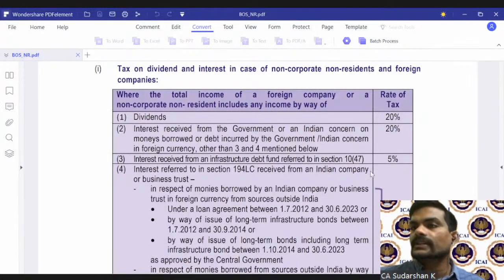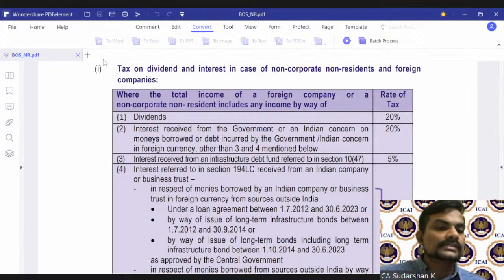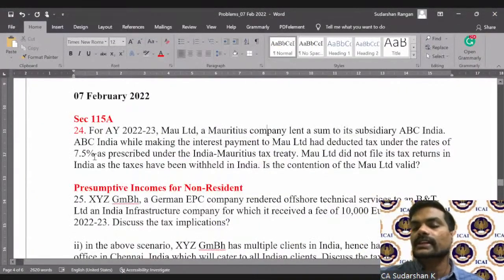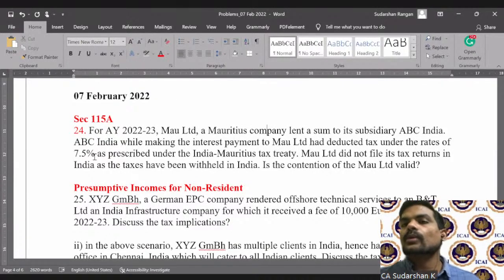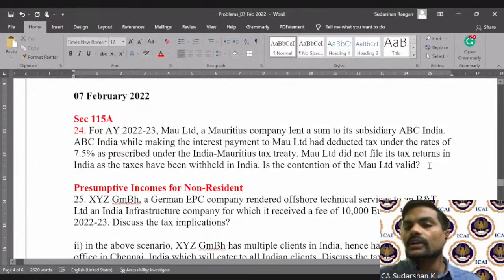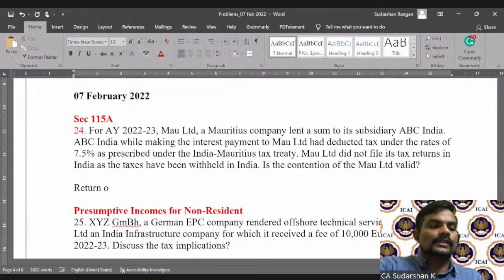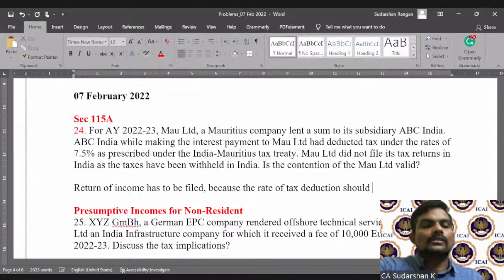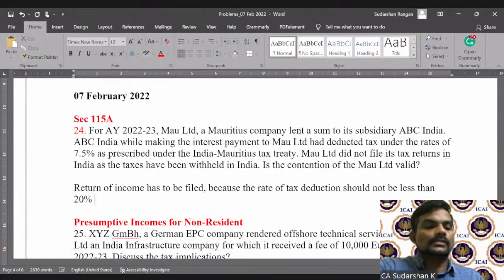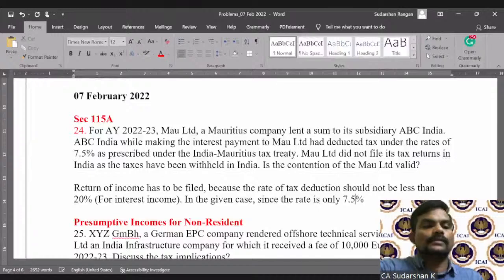Interest is at 20%. Coming back to our case, interest is deducted at 7.5% under the India Mauritius Treaty. So therefore, the second condition to section 115A, that is for not filing return of income, is not satisfied because it says it should not be less than. In our case, it is less than the 20%. Therefore, return of income has to be filed, because the rate of tax deduction should not be less than 20%. This is for interest. In the given case, since the rate is only 7.5%, return of income has to be filed.